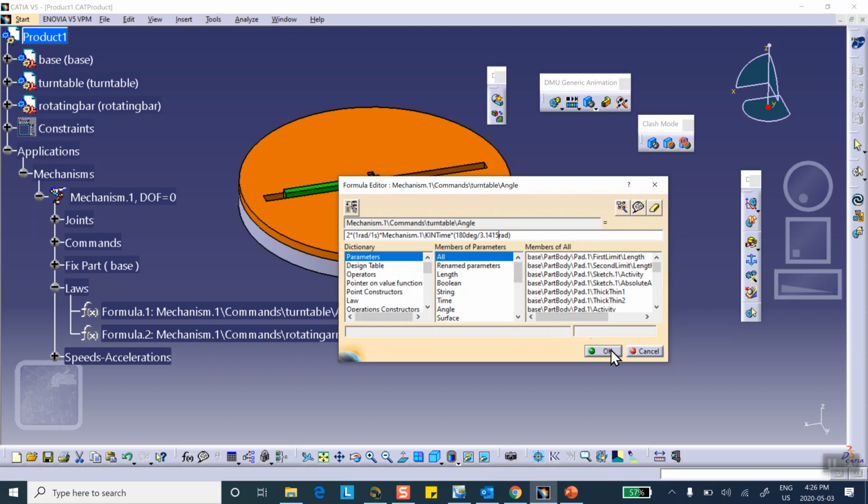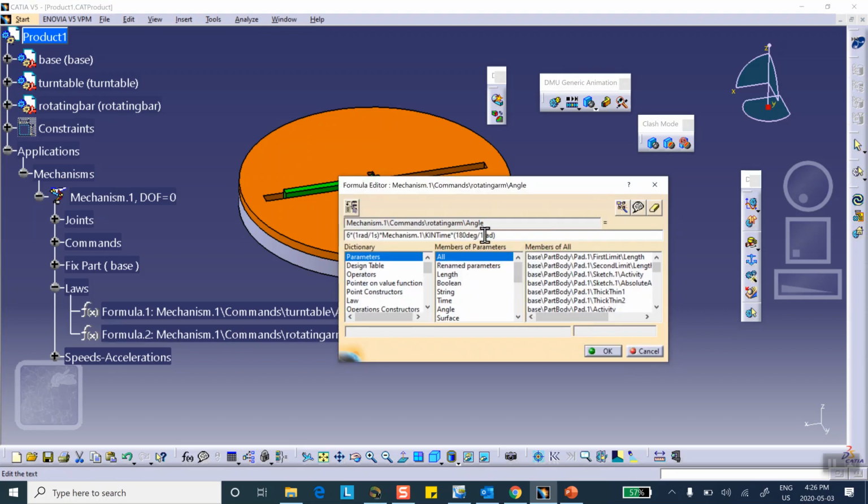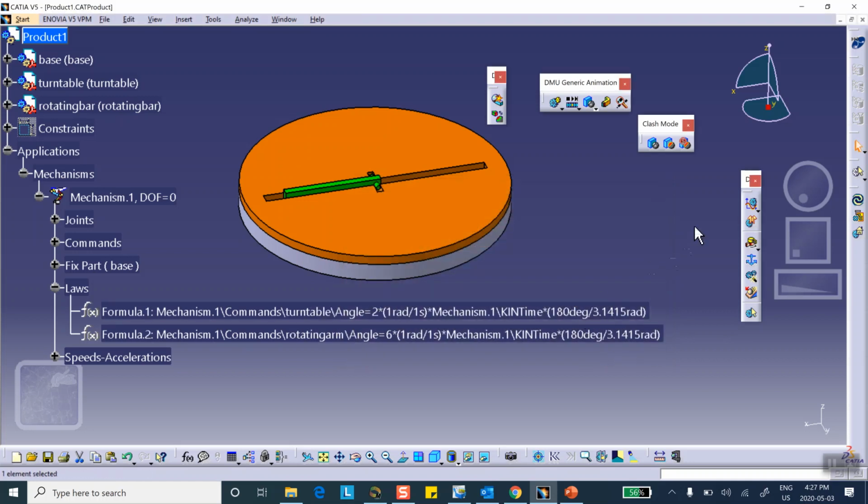So that's the first thing. Same thing down here. It's the same mistake. Instead of 180 degrees being 1 radian, it's 3.1415. Okay. Now we're going to run this thing again.